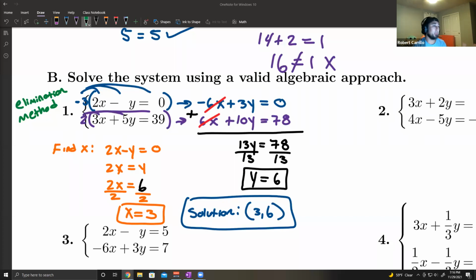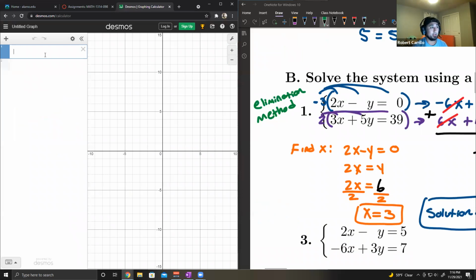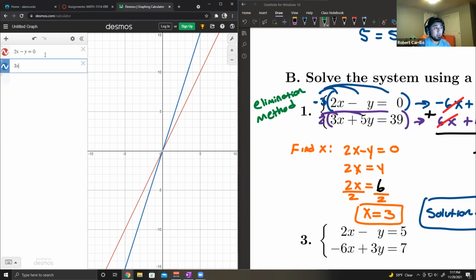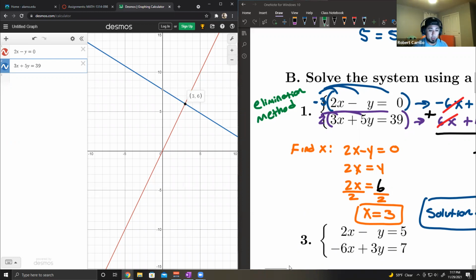And of course, let me give you a visual on what you just found. In case you wanted to check your work on this system, you can graph it using Desmos. Why not? So look, I'm going to type in both of these equations. 2x minus y equal to 0. And then 3x plus 5y equal to 39. And this is what's beautiful about Desmos. It shows exactly where they intersect. And boom, 3, 6. Is that the solution we found?